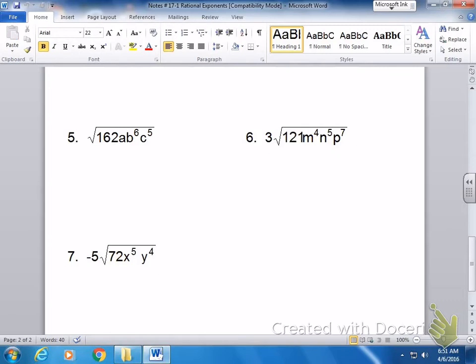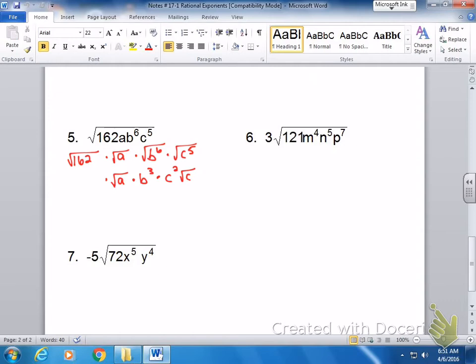Number 5, this is our biggest number of the day we're going to have to break down. I have got the square root of 162, a, b to the 6th, c to the 5th. So I'm going to break that apart. Square root of 162 times the square root of a times the square root of b to the 6th times the square root of c to the 5th. Again, I'm going to go ahead and hit my variables first. Square root of a I can't do anything with. There are no pairs. But the square root of b to the 6th is b to the 3rd. The square root of c to the 5th I can take out a c squared and leave a c inside.